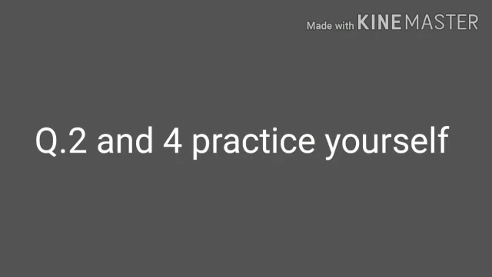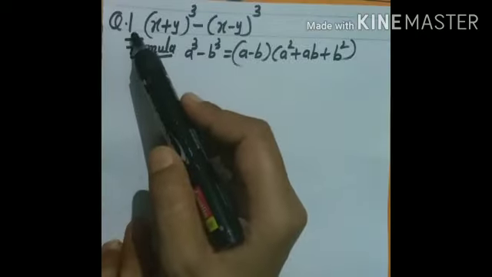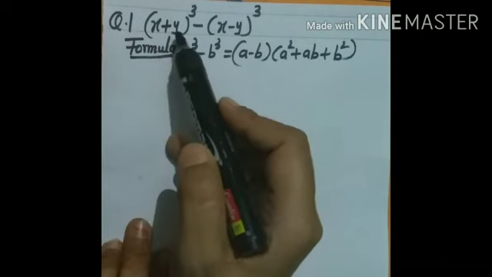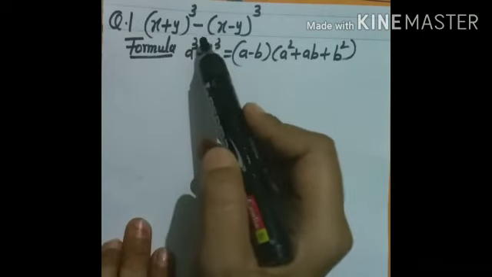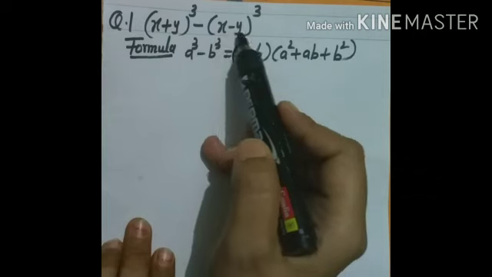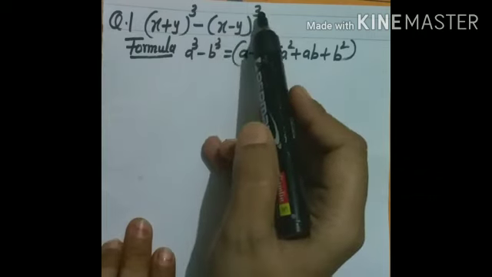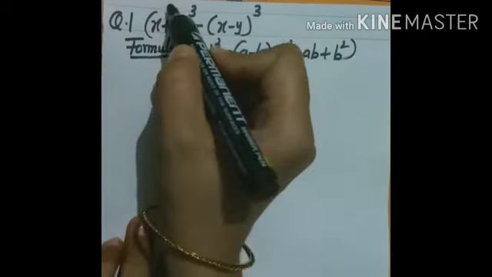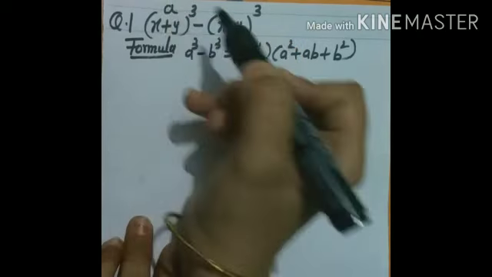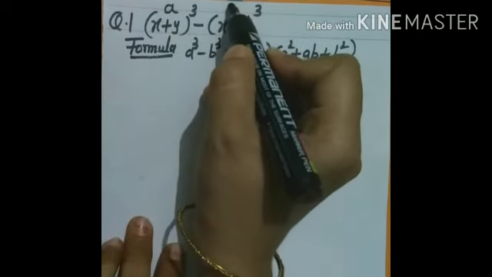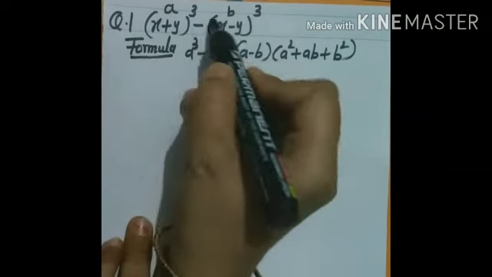Question number 2 and 4, practice yourself. Now question number 2, simplify by using formula. Question number 1. X plus y the whole bracket raised to cube minus x minus y the whole bracket raised to cube. Here children, this whole bracket you consider as A and this whole bracket we have to consider as B. Means A cube, B cube.